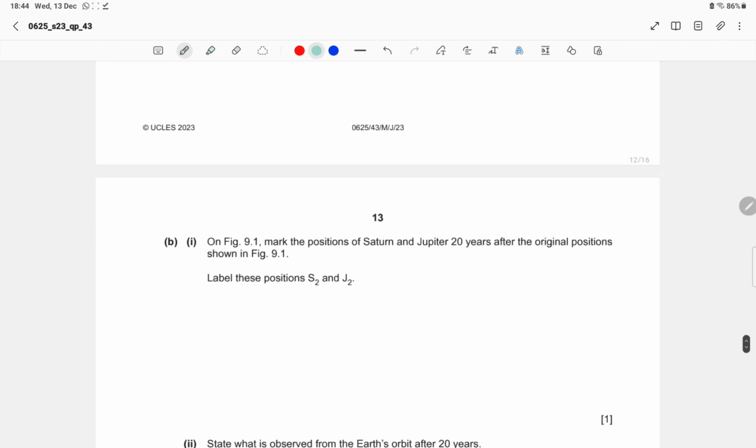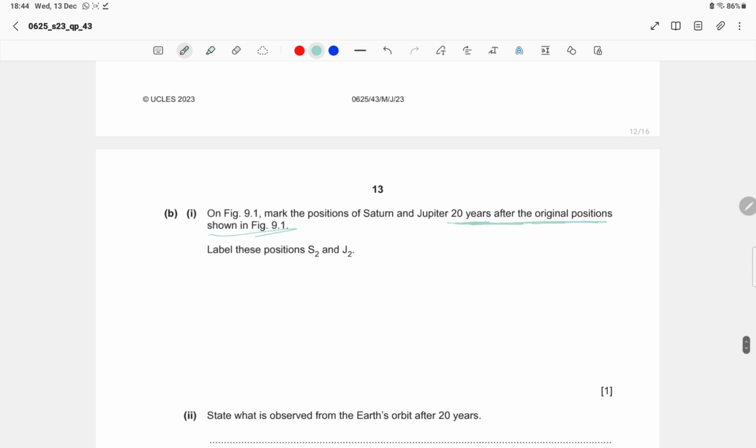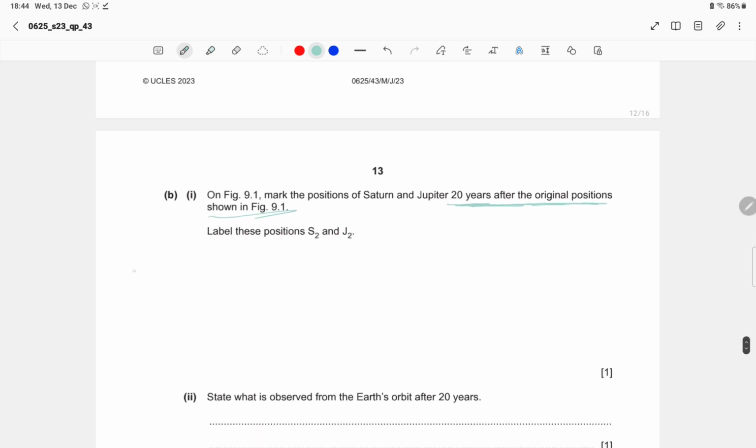On figure 9.1, mark the position of Saturn and Jupiter after 20 years from the original position shown, and label them as S2 and J2. Again, you have to do the same thing. For Saturn, 30 years is equal to 360, so 20 years will be x. So x is going to be 240 degrees.